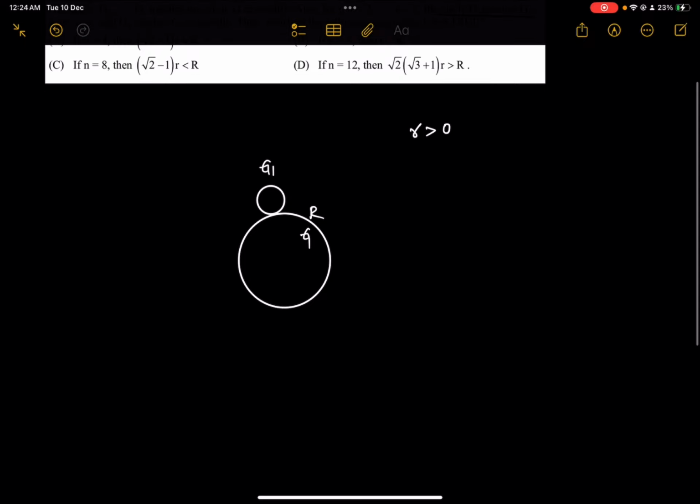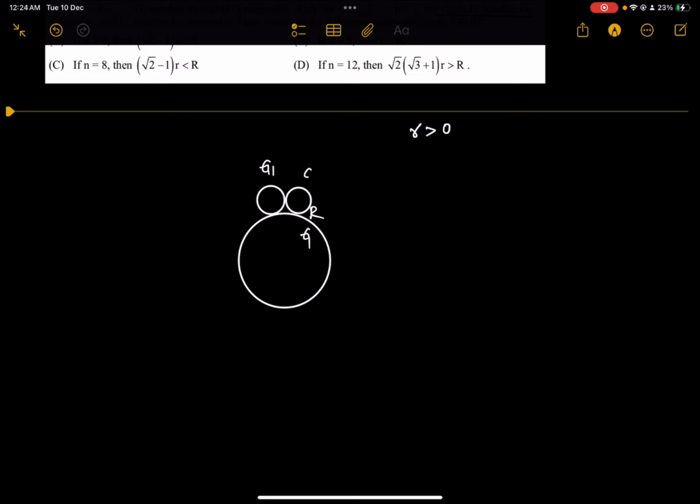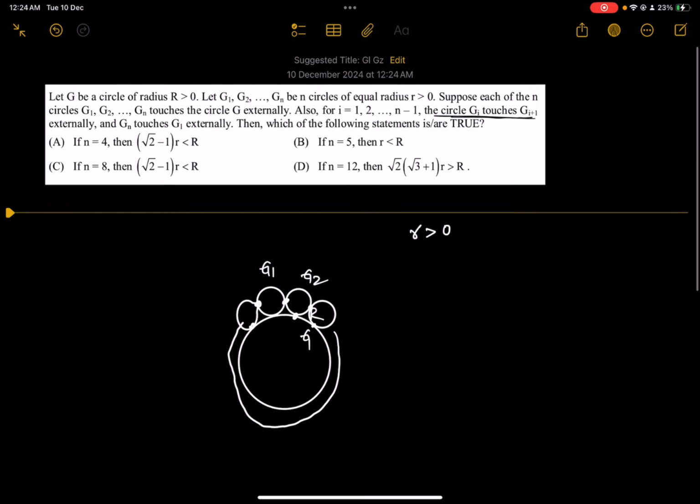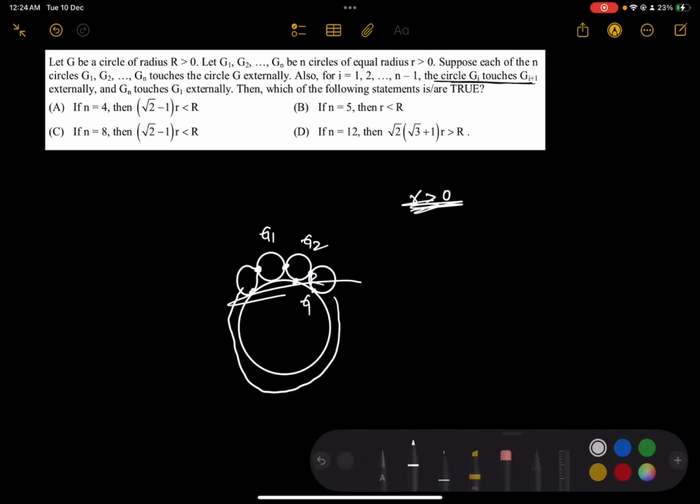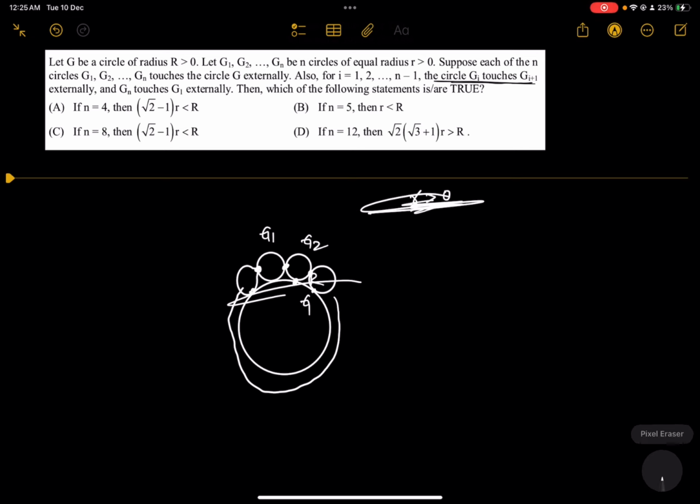So G2 touches G1 and G. So this is G2, it touches both G1 and G. Again similarly, that is G3. G3 touches this bigger circle and this, and similarly G4, G5, G6 and so on till Gn. Alright, Gn touches G1 and G. So this is the setup they have given. I already made a good looking diagram.